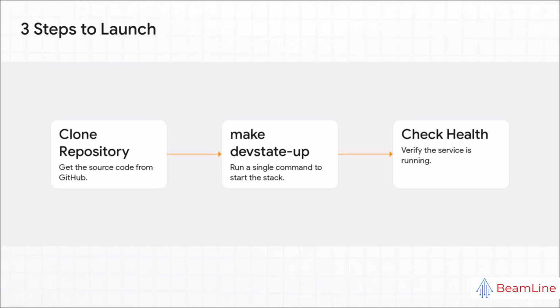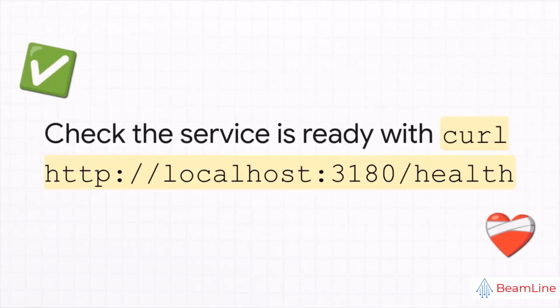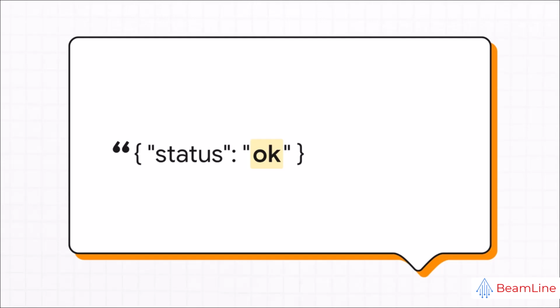That's it, you're done. And here is the exact command you'll use. It's just a simple curl request to the /health endpoint on its default port, which is 3180. This is just your way of asking, hey, are you up and ready to go? And this is the beautiful little JSON response you're looking for. Just a simple confirmation. Status, okay.